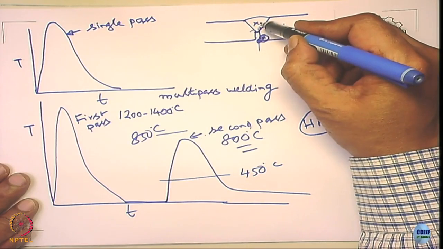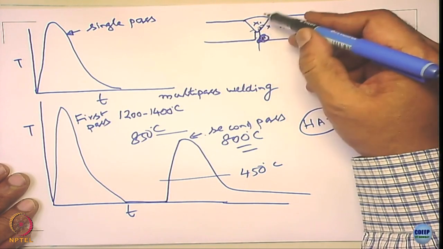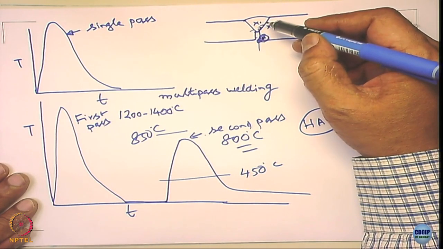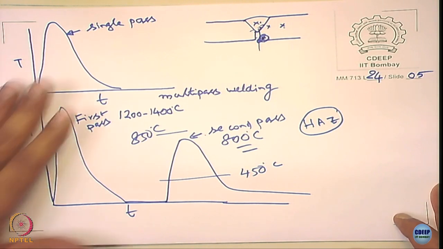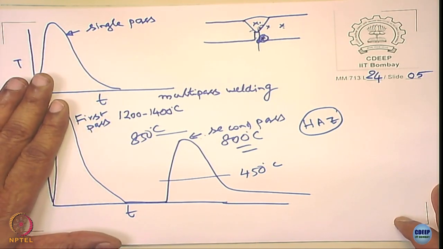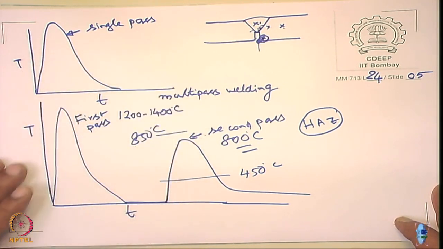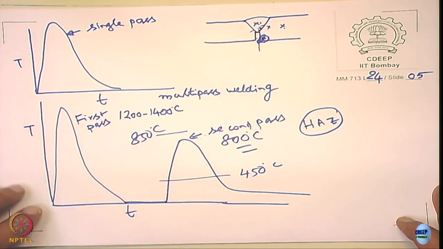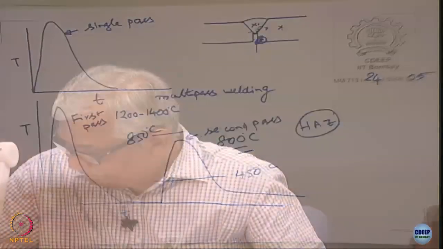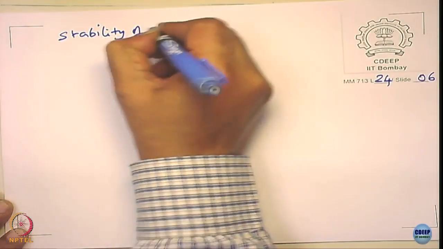If I move away from this, this becomes heat affected zone for this, is it not? The distance is somehow the same, am I right or not? So, what happens now? This is the reason why the knife line attack occurs. Now, let us look at what is happening to the metallurgy of this particular weldment in this case and this case. We need to understand the stability of the carbides.